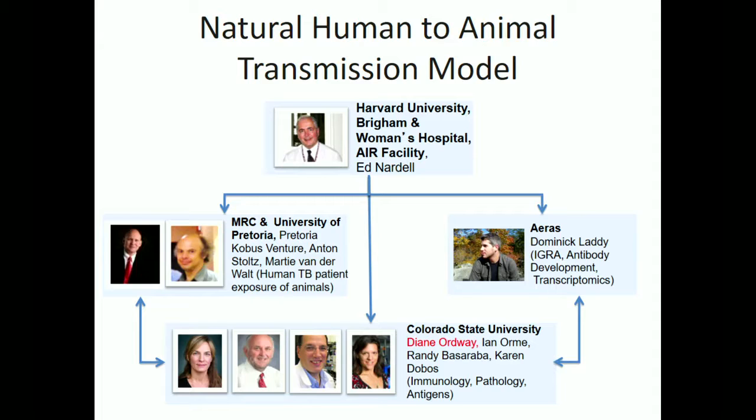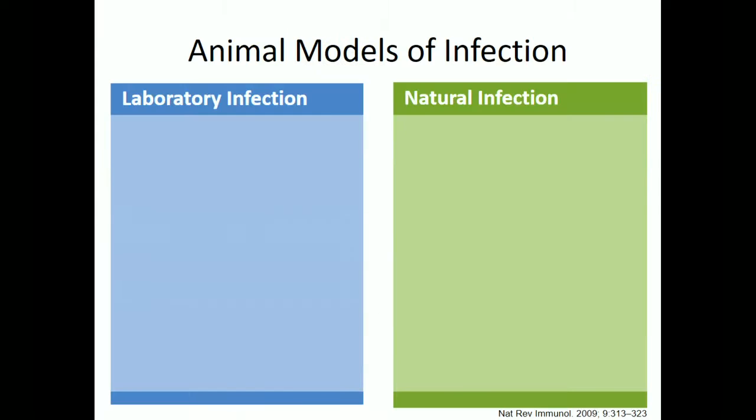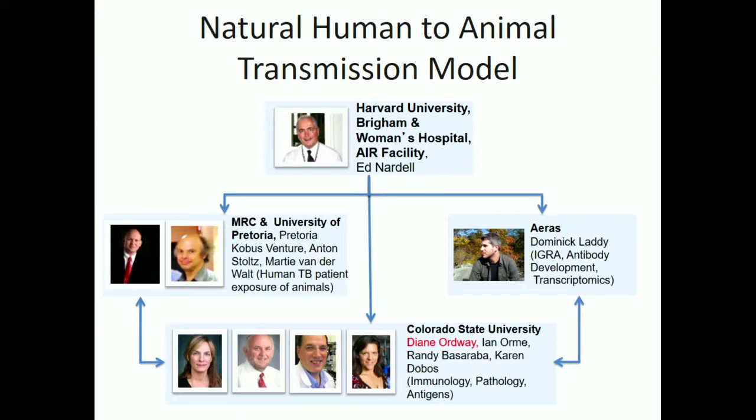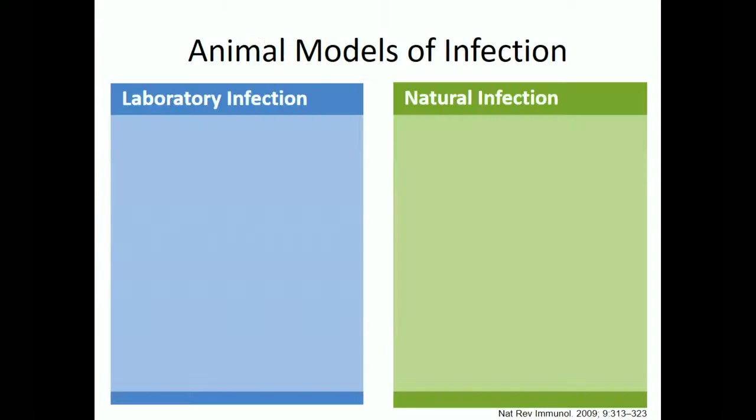Orme's group in Colorado State to take a much more intensive look at the immunology to vaccinate a percentage of guinea pigs. And Dominic Gladdy at ARIS was intending to try and develop an IGRA test. And that actually didn't happen. I mean, they were unsuccessful, I should say. And I should mention my South African colleagues at the MRC and at the University of Pretoria. Anton Stoltz was the on-site PI, our chief technician at Cubus Venter.